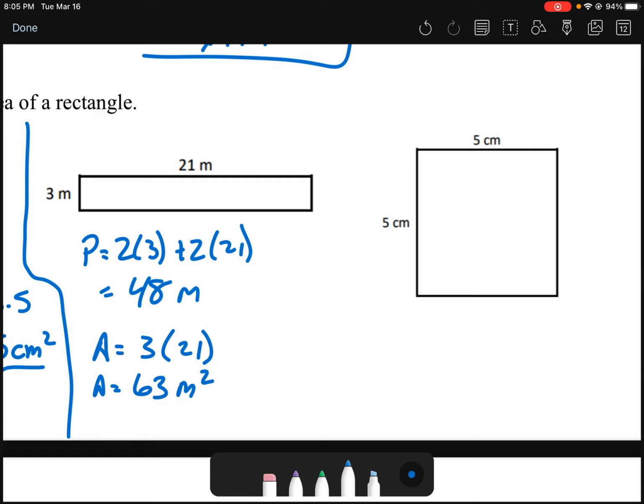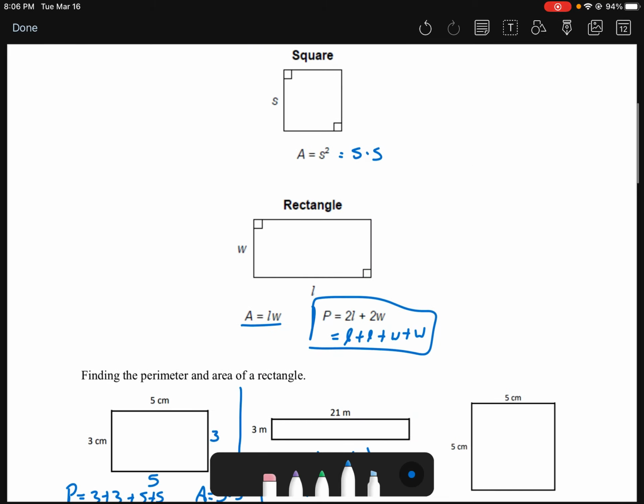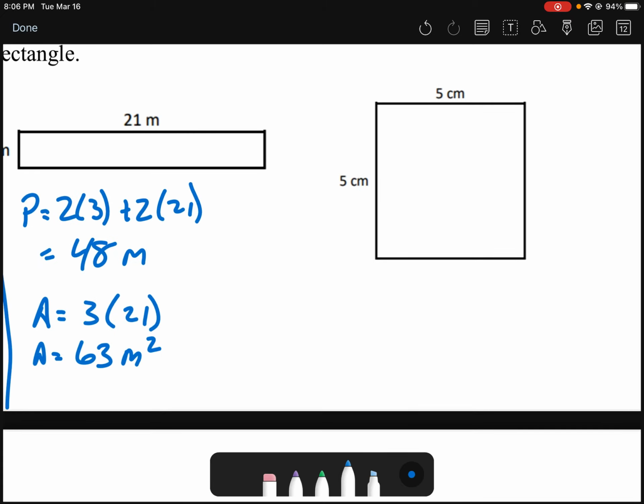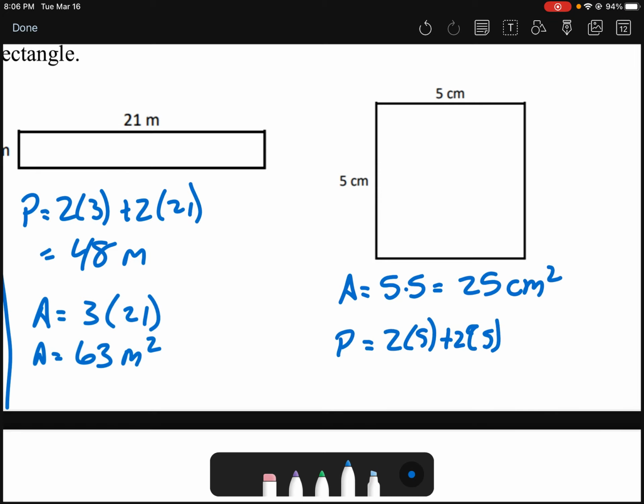This guy over here is actually a square. We can see that because 2 of our sides are equal to one another. So we could have just done sides squared, but you could also just multiply them together to find the area. That's easy too. So my area is going to be equal to 5 times 5, or 25 centimeters squared. And then the perimeter would be 2 times 5 plus 2 times 5, which would really actually be 4 times 5, which is 20 centimeters.